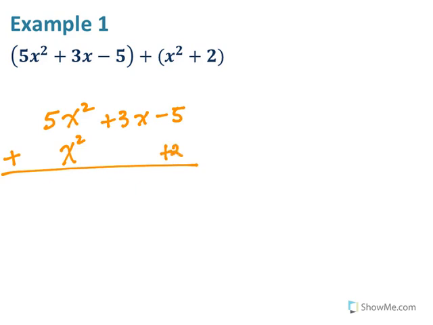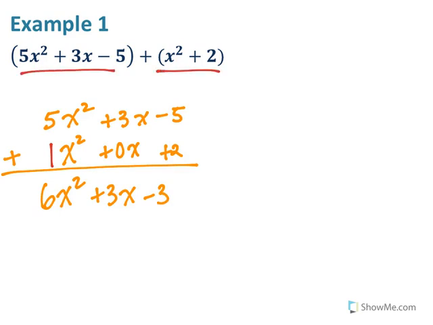And all we're going to do is add straight up and down. So I know there's an invisible 1 in front of the 1x squared. So this trinomial is going to turn to 6x squared. We can replace this with 0x over here. Some people leave it blank. Plus 3x. And finally, negative 5 plus 2 is negative 3. So this trinomial plus this binomial gives us this trinomial of 6x squared plus 3x minus 3.